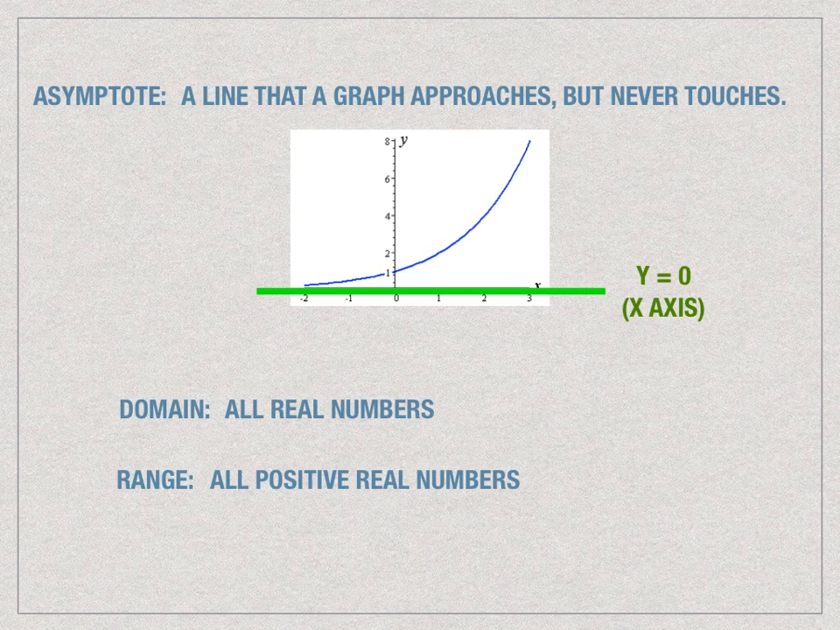So again, here is all of that information typed up nicely for you if you missed any of it. Any one of these graphs' domain is going to be all reals. The range is always going to be positive reals, which is the same thing as saying up above 0.